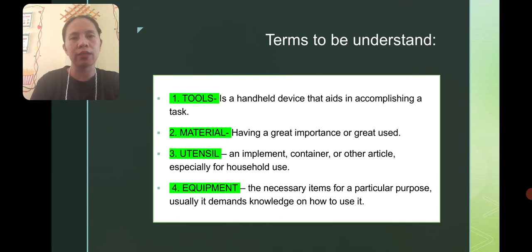Terms to be understood. Tool is a handheld device that aids in accomplishing a task. Material, having a great importance or great use. Utensil, an implement, a container, or other article, especially for household use. And equipment, the necessary items for a particular purpose. Usually, it demands knowledge on how to use it.